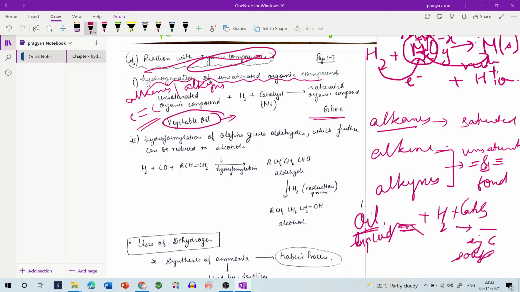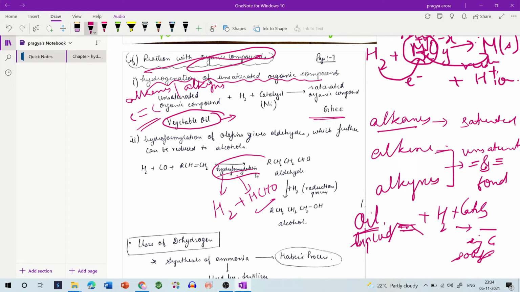And the other one, for reaction with organic compounds, is hydroformylation. Why are we saying hydroformylation? Hydroformylation means you are adding hydrogen, as well as formylation, which means you are adding formaldehyde. Formaldehyde is the primary first aldehyde, that is HCHO. So basically you are forming an aldehyde as well as adding hydrogen.